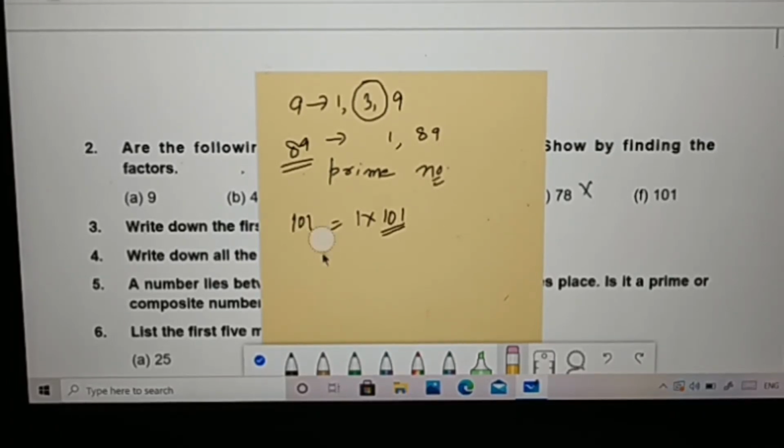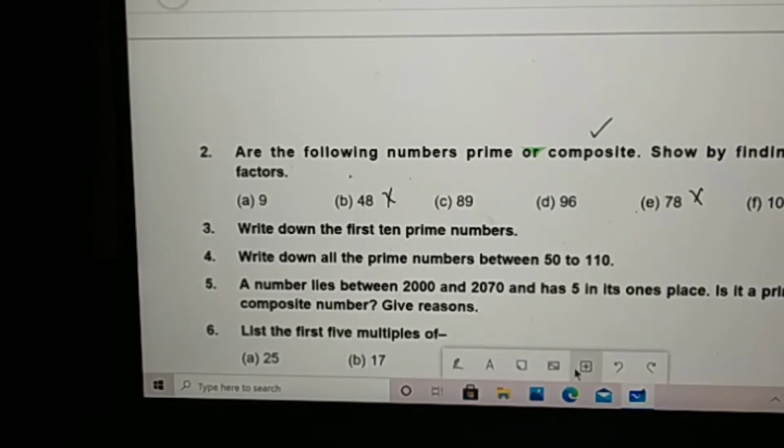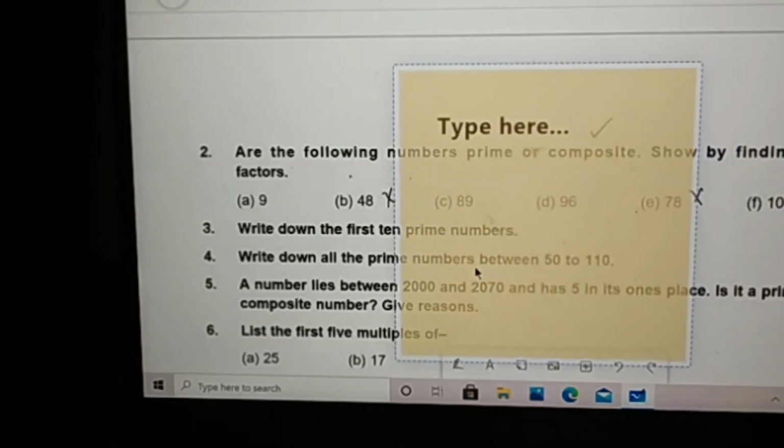So we write 101 is a prime number. So now we do question number 3. We have to write down the first 10 prime numbers. So now we have to list the first 10 prime numbers. So let's do that.